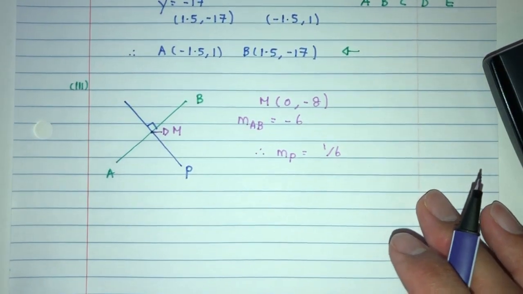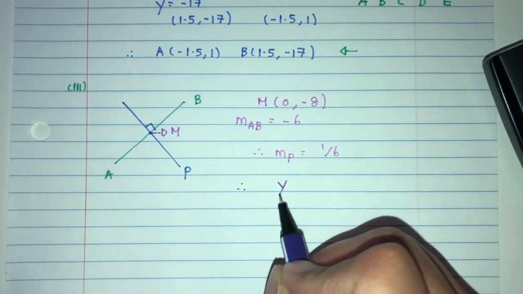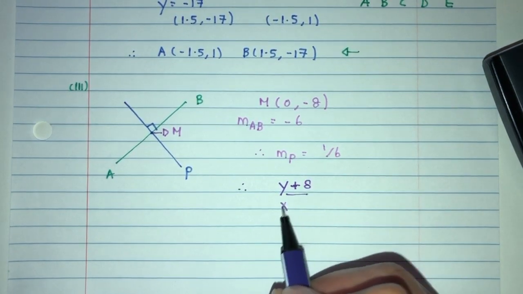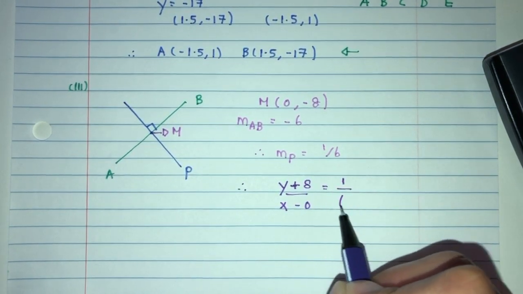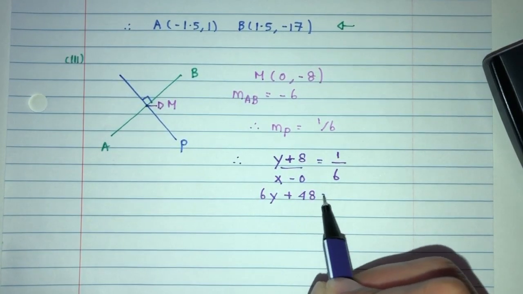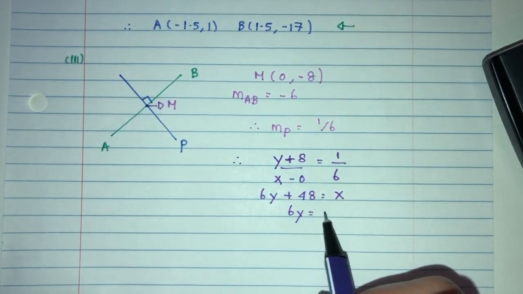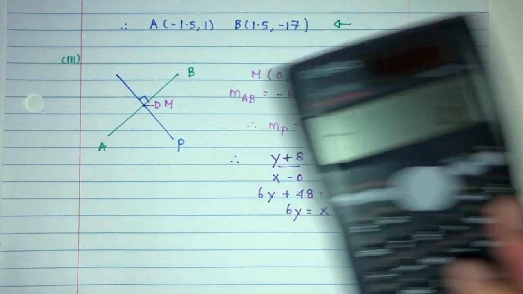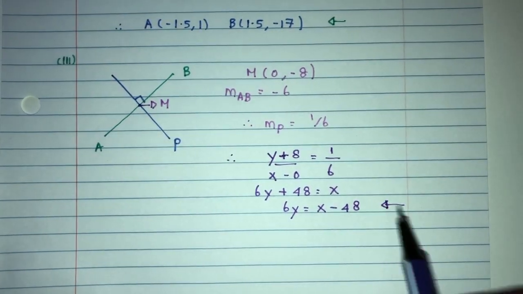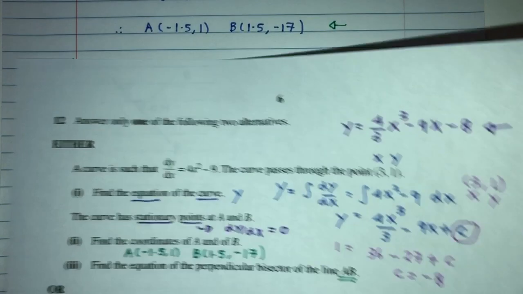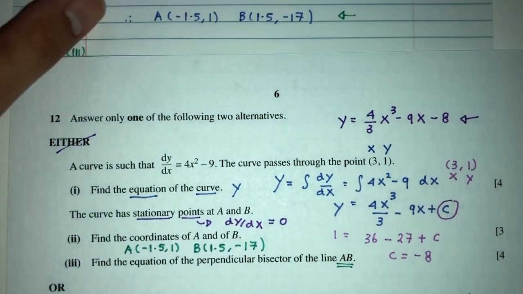So if you continue, you will have y minus minus 8, so y plus 8, over x minus 0 has to be 1 over 6. Cross multiply, you will have 6y plus 48 has to be x. So 6y is x minus 48. Let's check, 8 times 6 is 48. So this will be the equation of your perpendicular bisector of the points A and B, of the line AB, sorry.